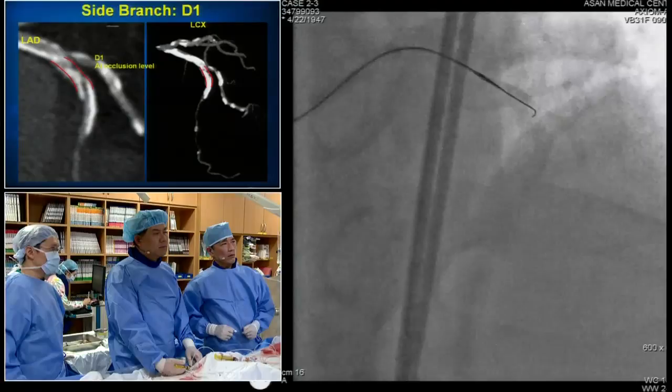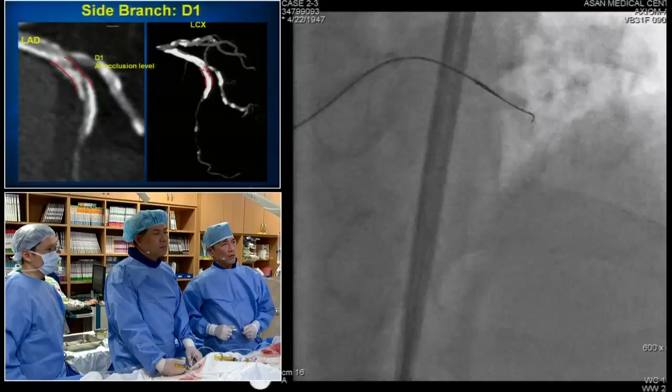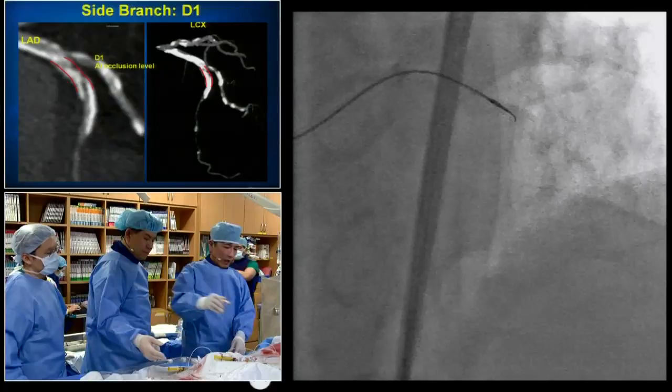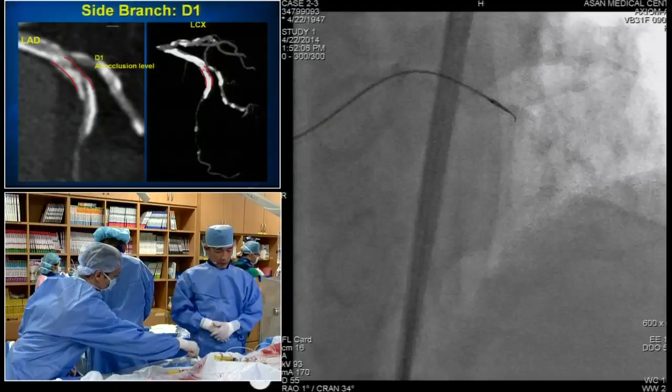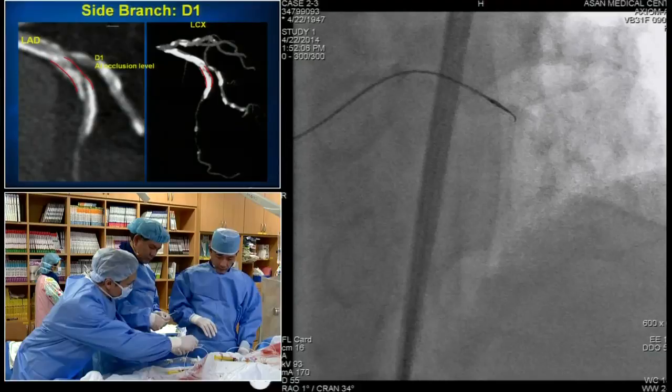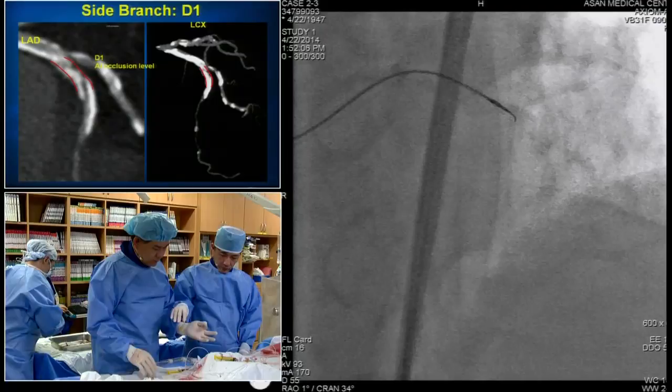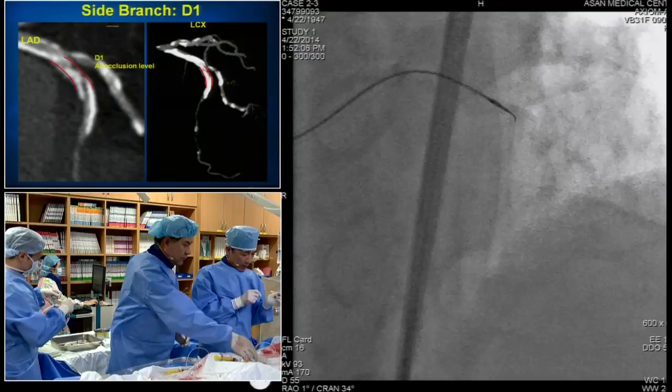So the problem is that we cannot see the exact entry point by this view. So only we can see the housing. Quite hard. I changed to the Gaia Third. So the angulation from the main vessel to the diagonal branch to the entrance is difficult to judge by this. How about the AP cranial? This is AP cranial.